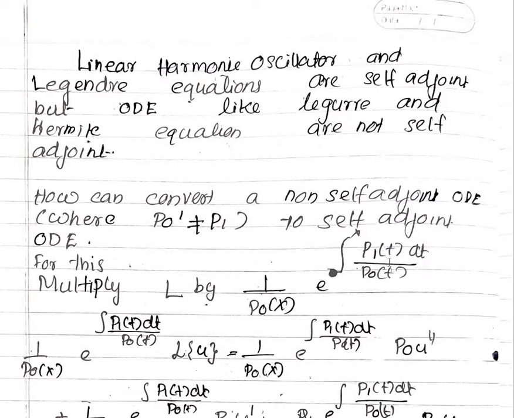Here the varying parameter is t. When you do this calculation and put the limit, you will get this term in terms of x. So there is no problem in putting a variable t here. After integration and putting the limit, you will get this in terms of x. So the method to convert a non-self-adjoint operator into a self-adjoint operator is multiplying the equation by 1 by P0 of x e raised to integral P1 of t dt divided by P0 of t.